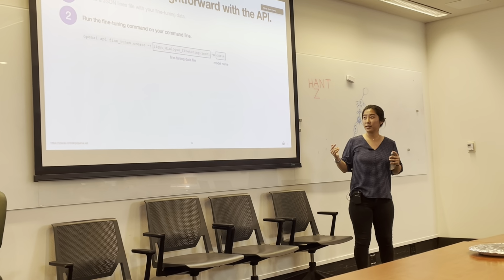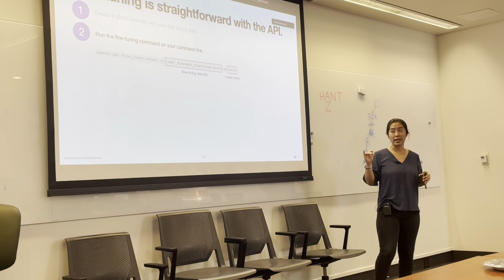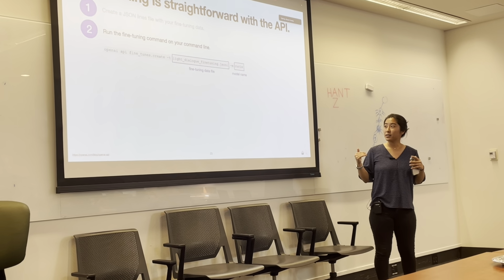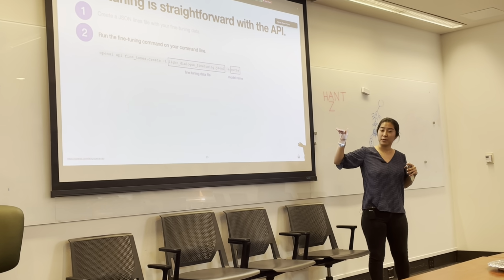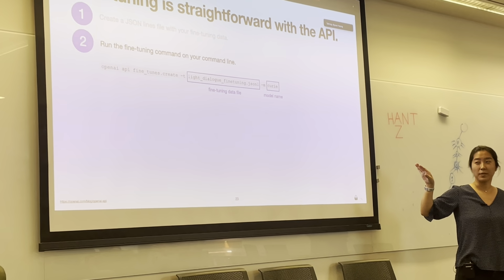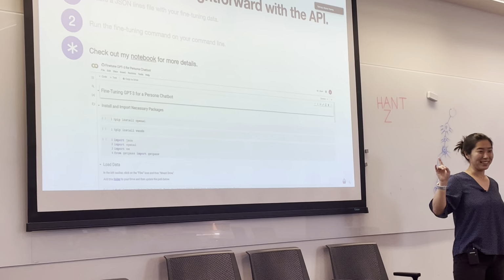Then if you want to call the API, it's really easy from the command line. You have to download the API tool, you set up your API key, and then you call fine-tunes create. You give it the name of your fine-tuning data file, and then you just tell it which model you want to use. If that's too hard for you, you can just steal my code, and it's linked in this notebook right here.